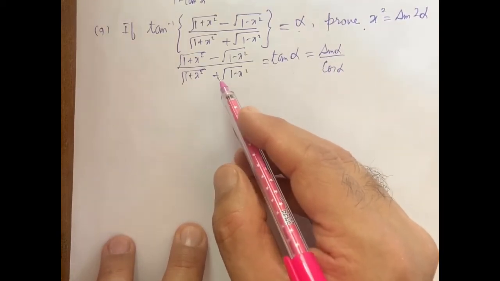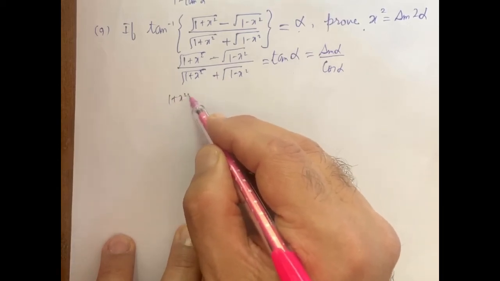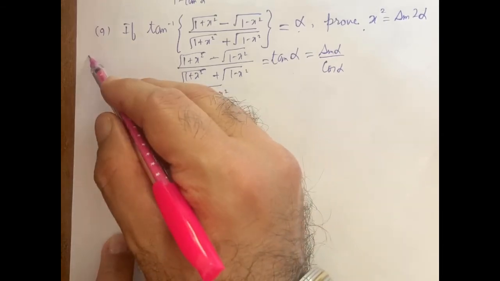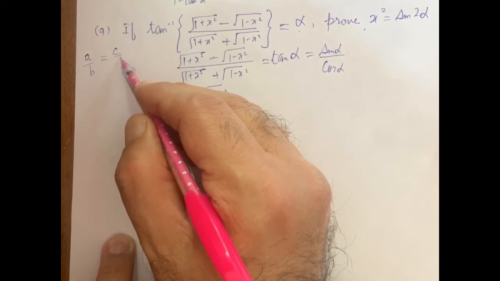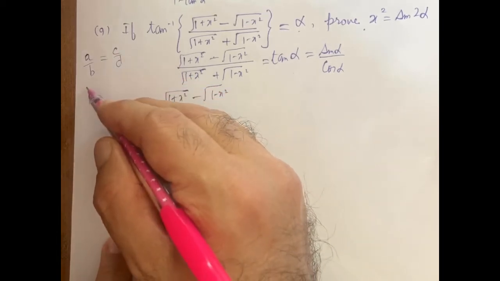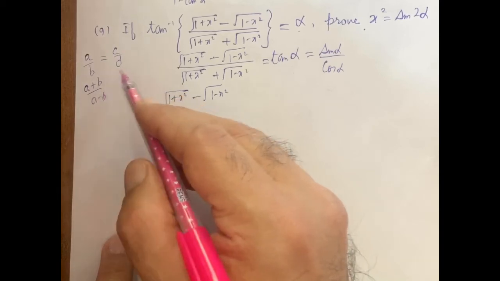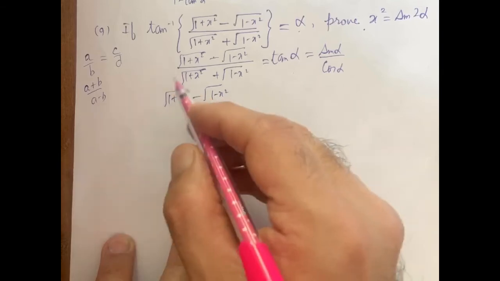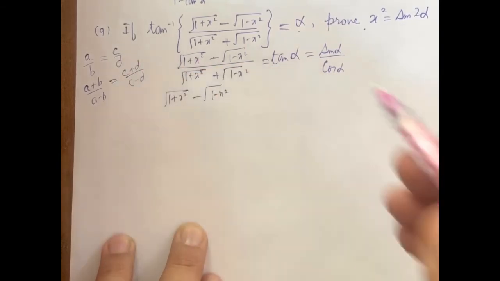Now applying componendo and dividendo. Numerator plus denominator, upon numerator minus denominator. This is componendo and dividendo: when ratio a by b is equal to, let's say, c by d, on applying componendo and dividendo, we have a plus b upon a minus b. When one ratio is equal to the second, then we can apply componendo and dividendo on both sides to get c plus d upon c minus d.